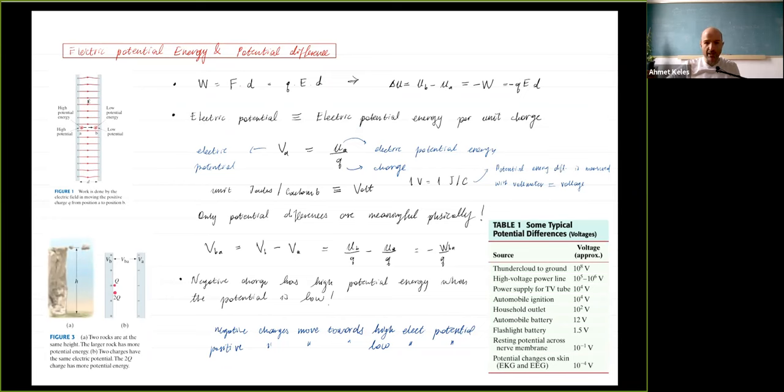And since potential energy was defined with respect to a reference point, only the potential energy differences were meaningful. And here the same thing was valid. Only the electric potential differences were meaningful, okay? And due to the charge, we could obtain the electric potential energy in terms of electric potential by multiplying the electric potential with charge. For that, negative charges move towards high electric potentials and positive charges move towards low electric potential. That was something we had to remind ourselves.